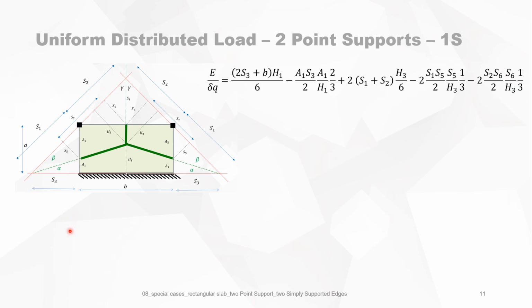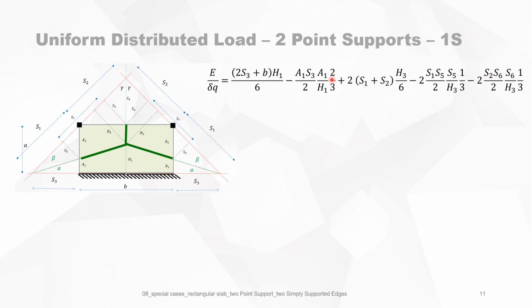Now that we have all the different geometric parameters, we can start by calculating the maximum bending moment in function of alpha and beta and mu. And we start with the work done by the external forces, E over delta Q. It's equal to this triangle here, which is H1 times the base 2S3 plus B divided by 2 and multiplied by the mean deflection, which is H1 divided by 3 because it's a triangle. But we must subtract this portion which is outside the triangle.